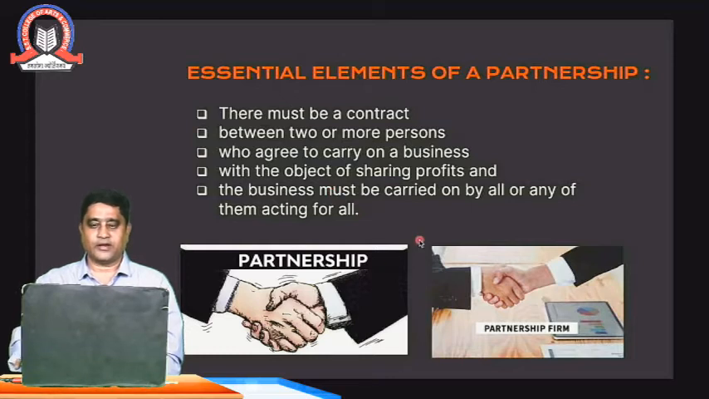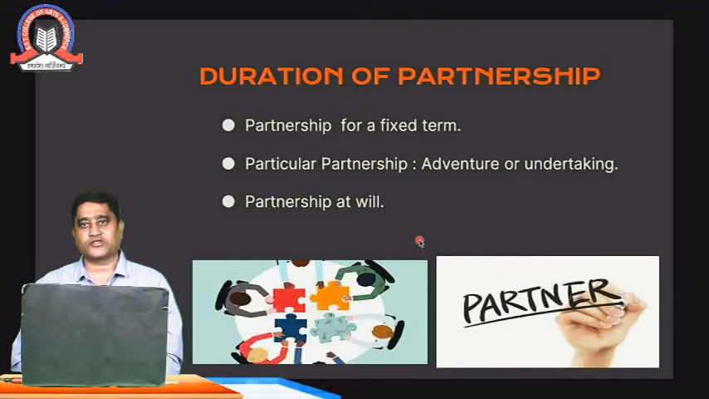Coming to the main point, what would be the duration of the partnership? The partnership would be classified into 3 types. First, partnership for a fixed period. In the partnership agreement, if it is mentioned that the terms and conditions are fixed, the partnership would expire after the completion of that particular term, then it would be called a partnership for a fixed period. Whatever is mentioned in the partnership agreement would be the heart of that partnership firm.